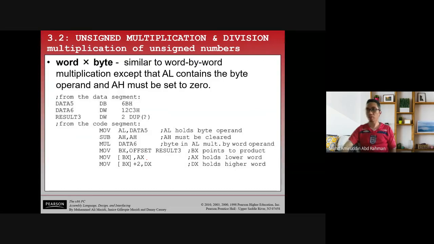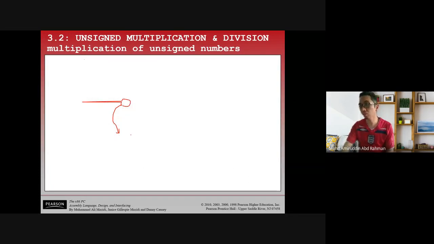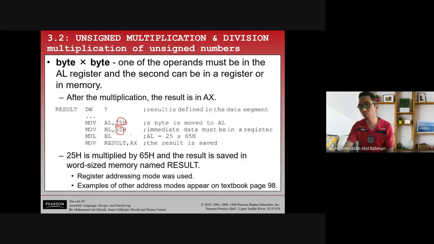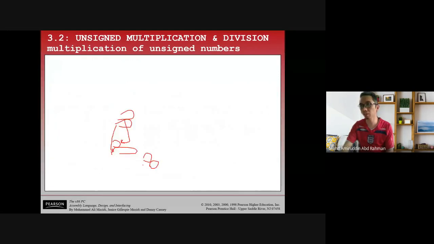So for word times byte, we have data 5. This is the 8-bit number, moved to AL. AH must be cleared, because AH has the rule that AH must be set to 0. So whenever you perform word times byte, you must set AH to 0.